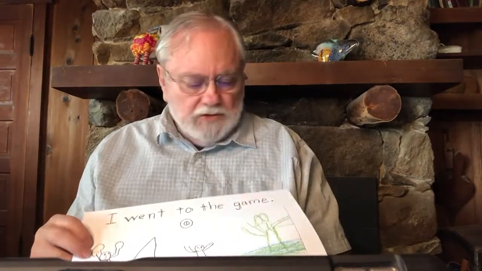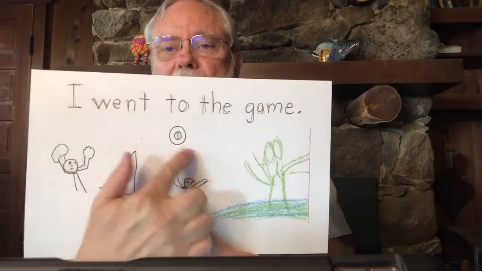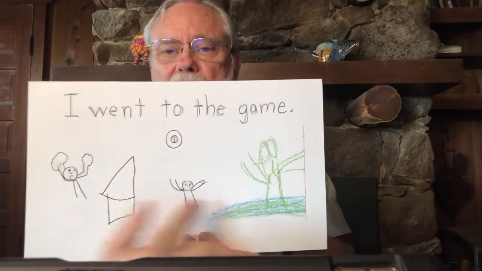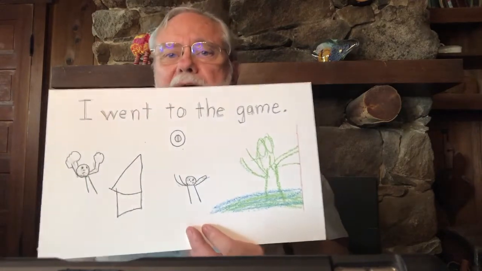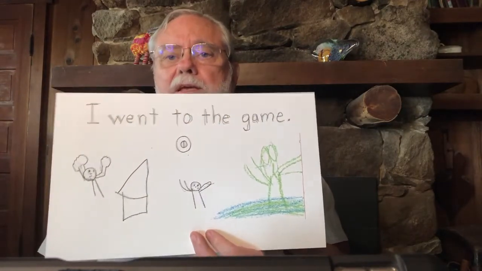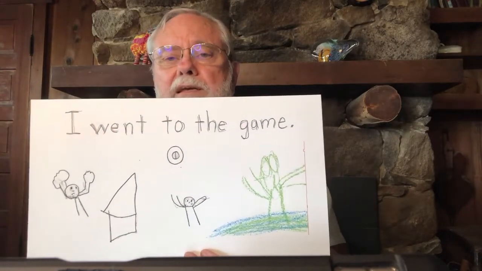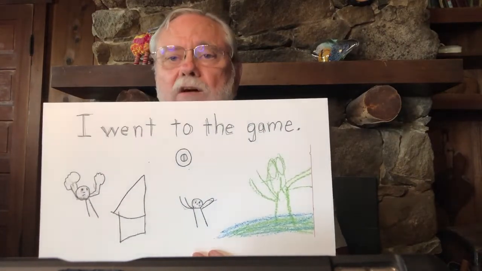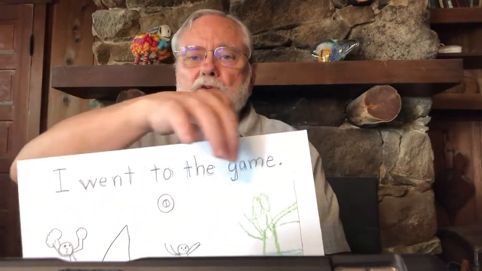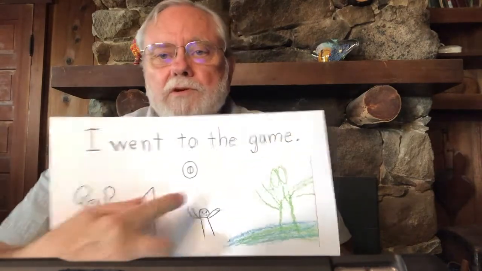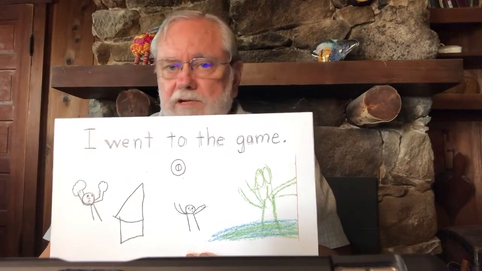And you can see in his picture, here's the batter up here, and he's hit the ball, it's going through the air, and here's the pitcher who threw it, and here's the base, and here's the outfielder. And so after they have drawn their picture, I tell them, you can either write a sentence about your picture, or you can wait for me and tell me a sentence, and I'll write it on your paper.